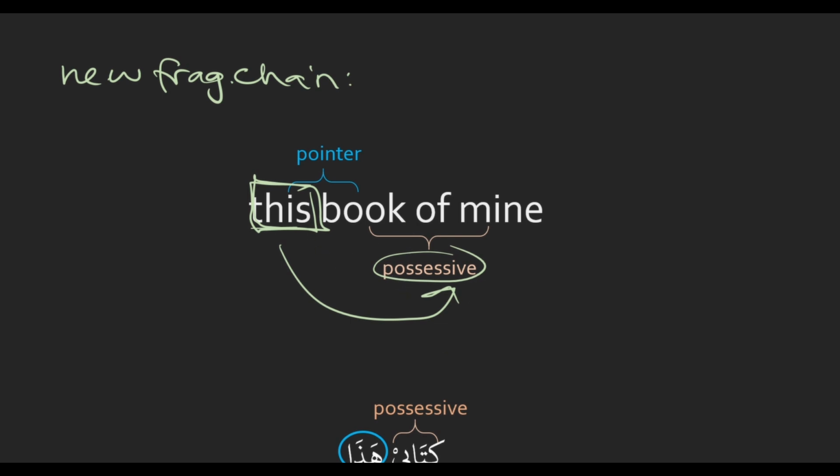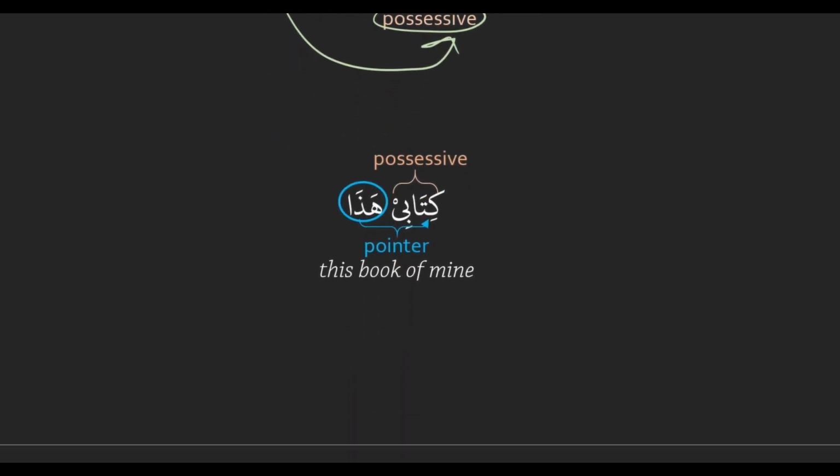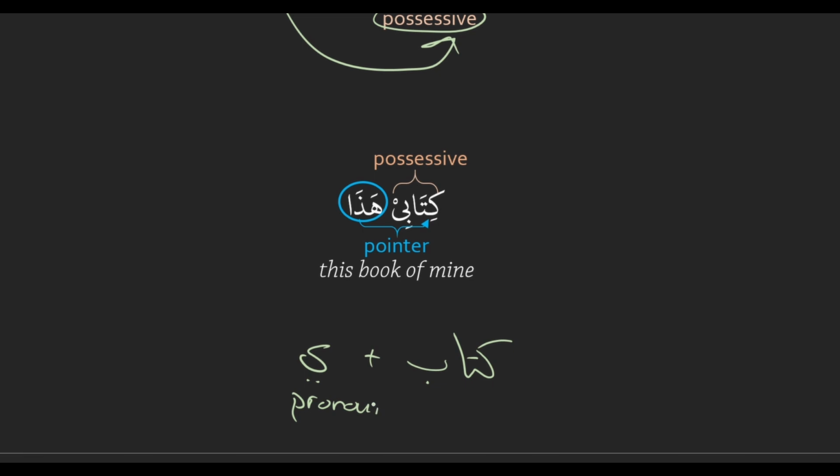In English it looks pretty normal, but in Arabic there's a bit of a twist. It looks a bit weird, so let's look at what this looks like in Arabic. Kitabi hada. So what's kitabi? Well, kitab is book. The ya is a pronoun. So it's general followed by specific, so it's a possessive, and it means my book. And then what's hada? It's a pointer. But what's happening here? We have a possessive, and then the pointer coming after.